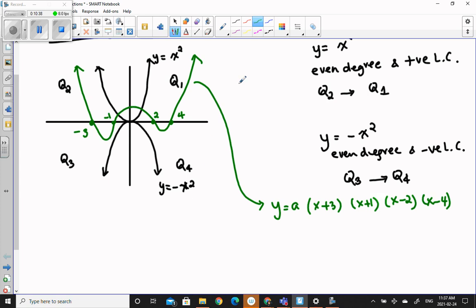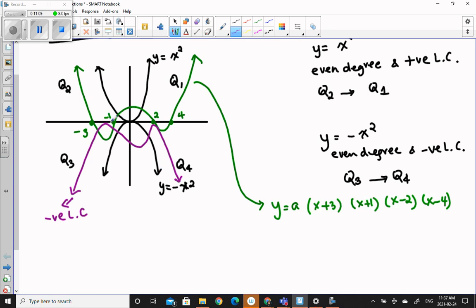You could also have an even degree function that opens down. So let's say I draw one like this. This is an even degree function, which is going from quadrant 3 to quadrant 4. So this has a negative leading coefficient because it's going from quadrant 3 to quadrant 4.